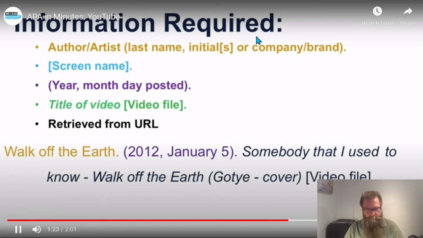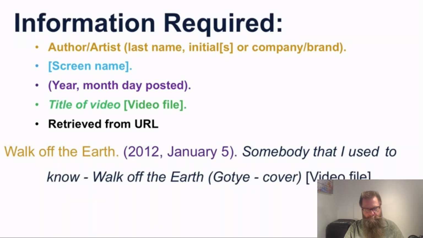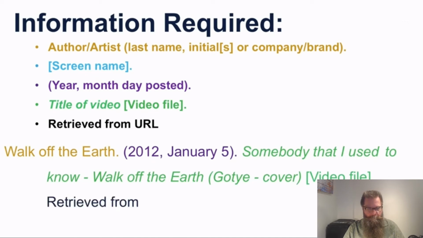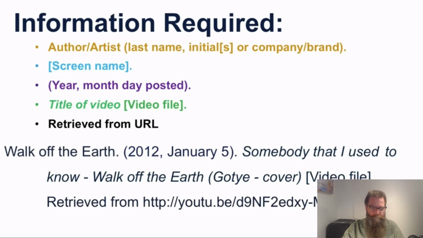Include the words video file in square brackets. End with a period. Add the words retrieved from, and then the YouTube video URL. This is your APA YouTube video citation.